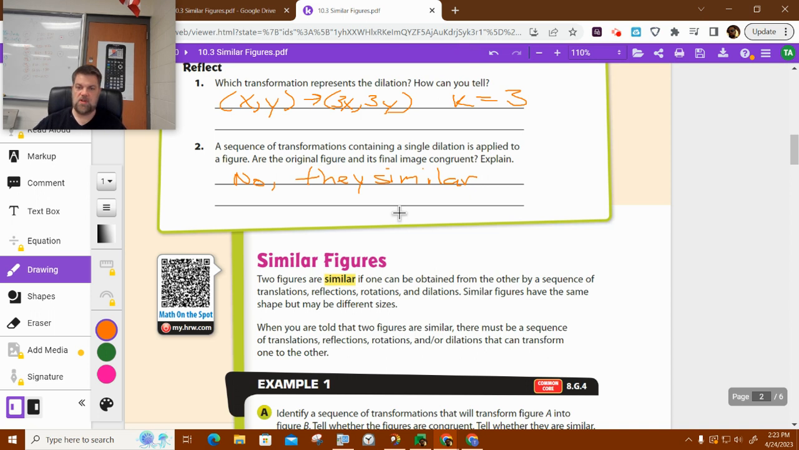Oh, I should probably put the word "are." So they are similar. Now, you can't be similar and congruent. They can't be both. They have to be one or the other. So anytime you have a dilation, it's going to be similar, unless K equals 1, and that's not really a transformation, right? It's either going to be bigger or smaller. Remember, congruent means same size, same shape, same angles.